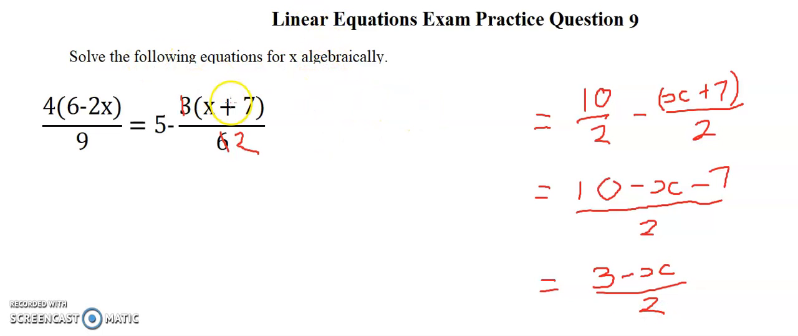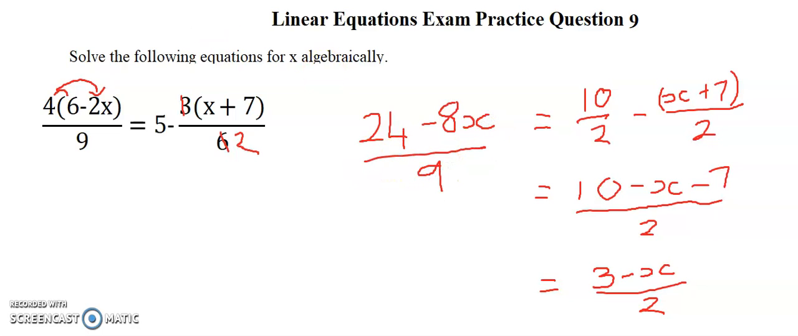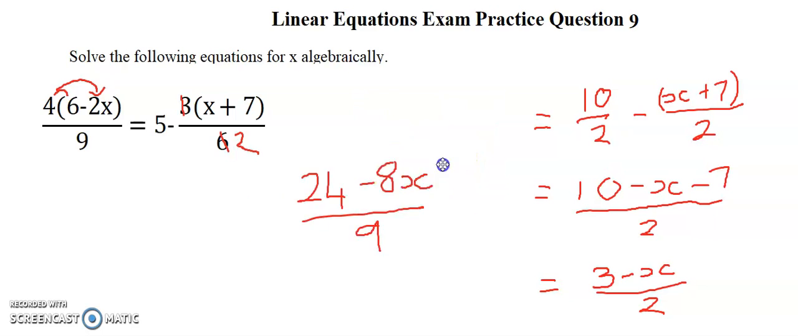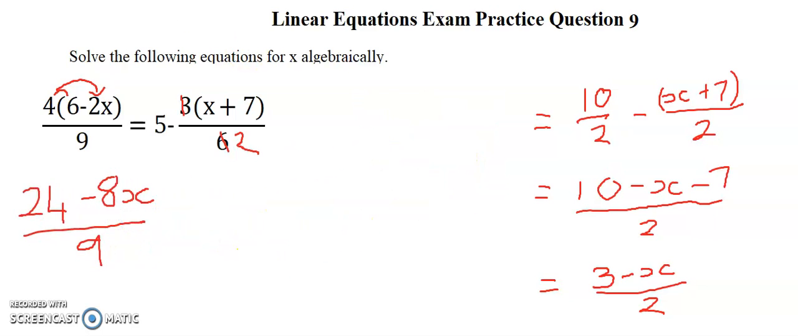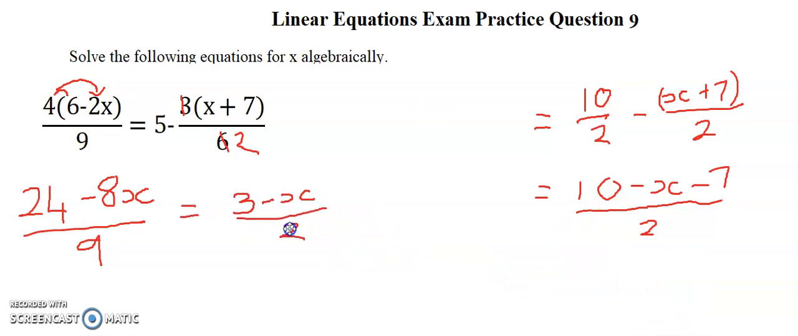Let's look at my left-hand side. I want to expand the brackets to get rid of them. So 4 times 6 is 24. And 4 times negative 2 is minus 8, so minus 8x over 9. So I've now got the equation 24 minus 8x over 9 is equal to 3 minus x divided by 2.